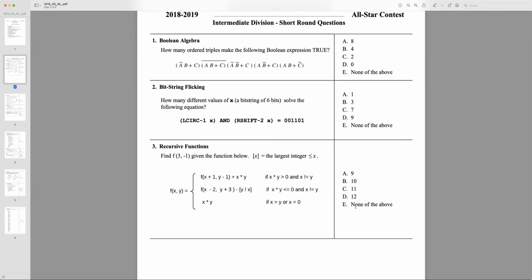Let's go to the second question. Once again, I apologize that I can't really explain that well. I'm not the best person at theory. So yeah, let's move on to the next one, which is going to be the bit string flicking.